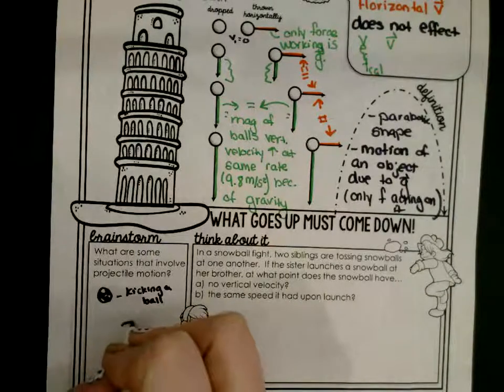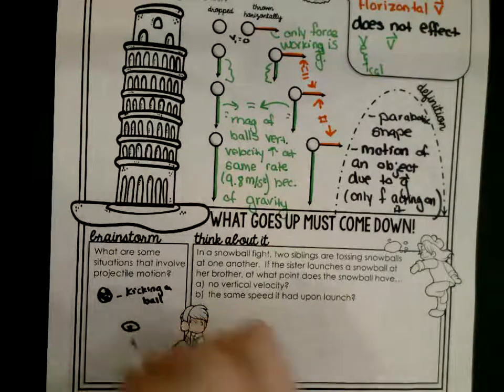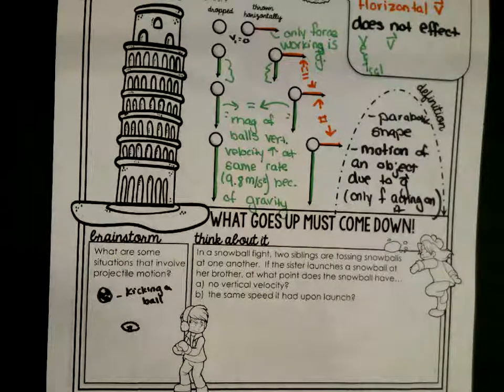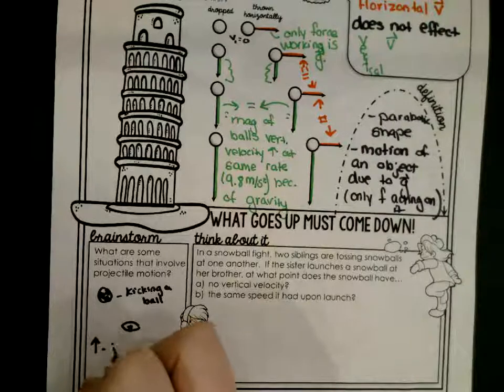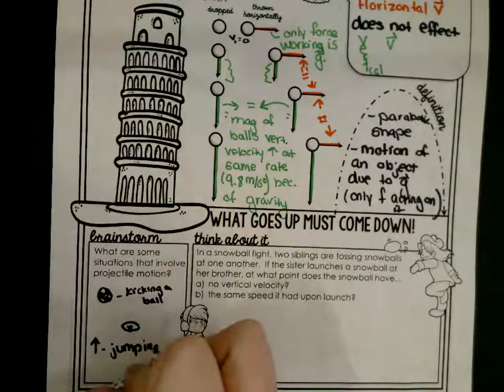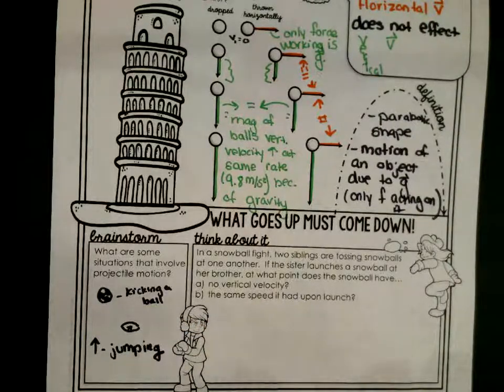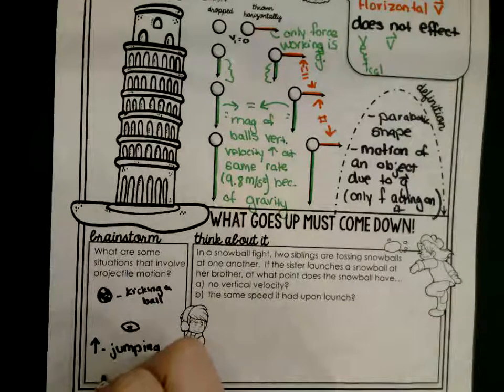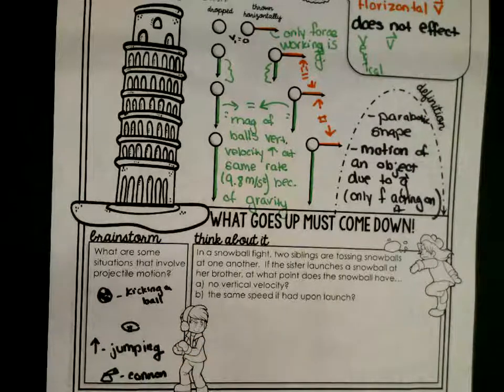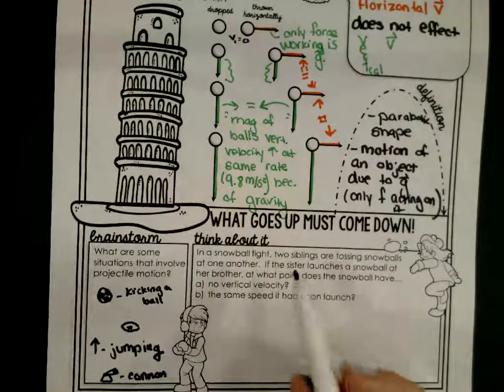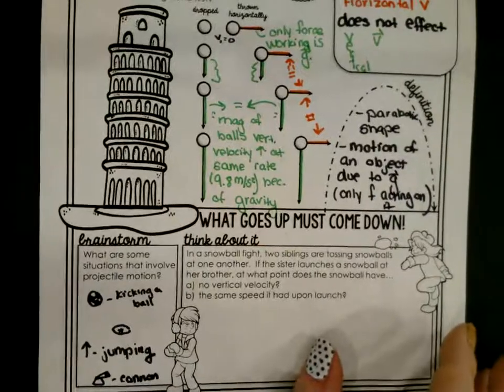A football would be parabolic motion. When that football player throws that football or makes a pass, jumping up and down. So jumping up, a frog jumping, any animal jumping, a kangaroo. If you like war or you like anything like that, launching a cannon would definitely be projectile motion. A paintball gun, an airsoft gun, any of that's going to involve projectile motion. What goes up must come down eventually.